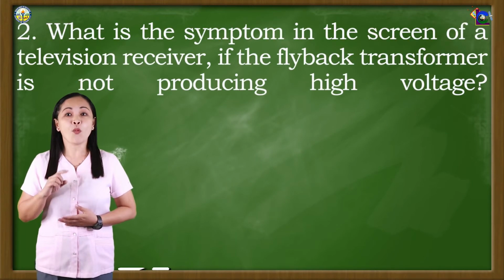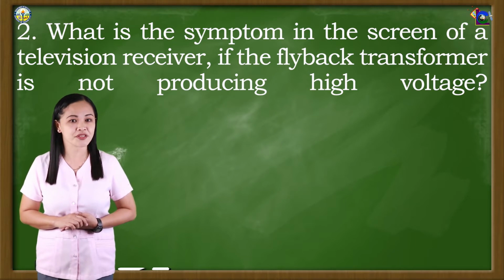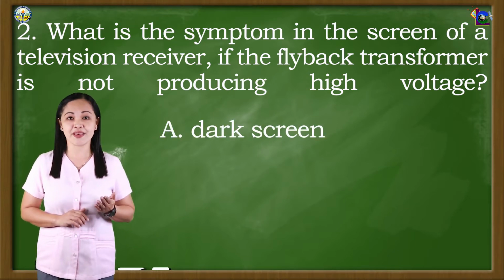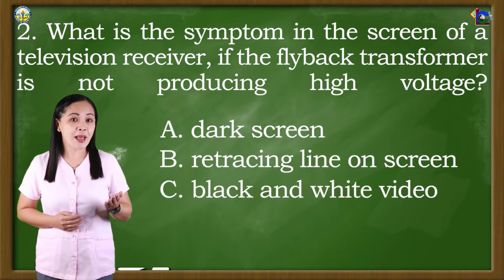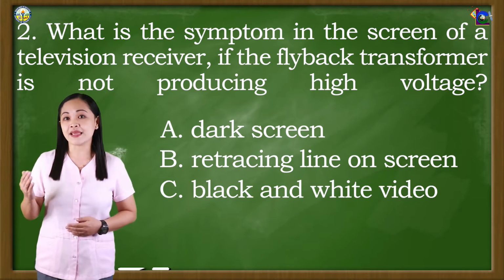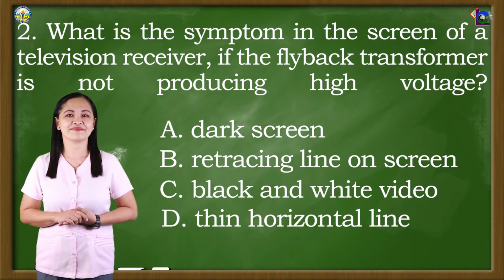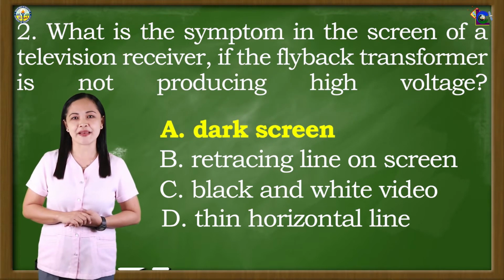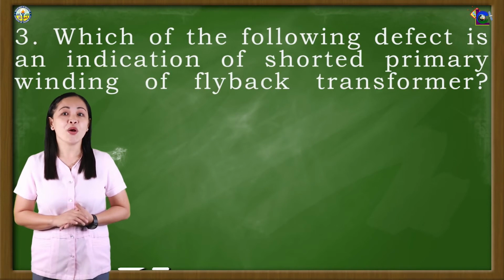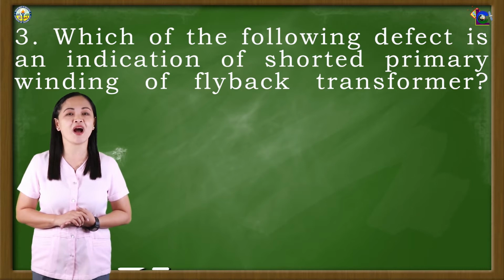Number 2. What is the symptom in the screen of a television receiver if the flyback transformer is not producing high voltage? A. Dark screen. B. Retracing line on screen. C. Black and white video. D. Thin horizontal line. The correct answer is letter A. Dark screen.